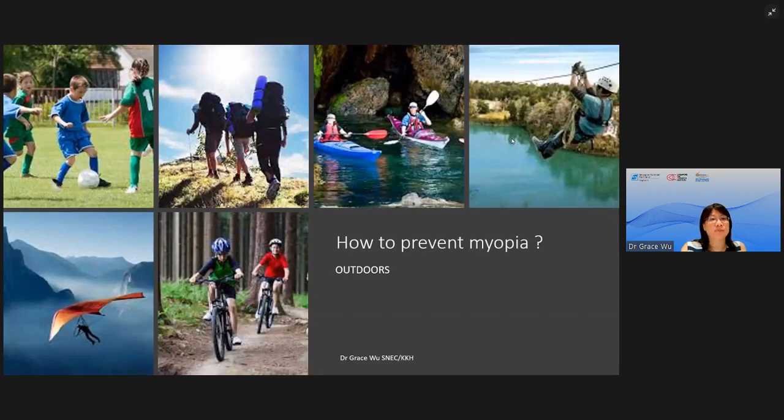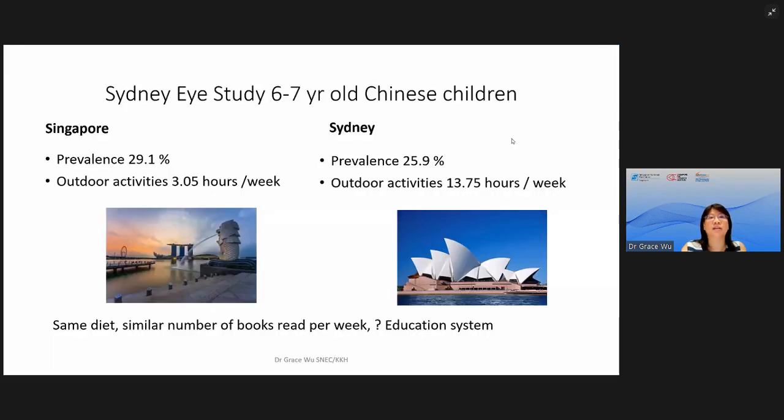And how to prevent myopia? Of course, you need to have more outdoor activities, spend more time in natural sunlight. This is proven by the Sydney Eye study. They looked at Chinese children in Singapore and Sydney. So there is no racial difference, okay? Both are Chinese children in 2 different countries. And of course, you know that there is more myopia in Singapore than in Sydney.